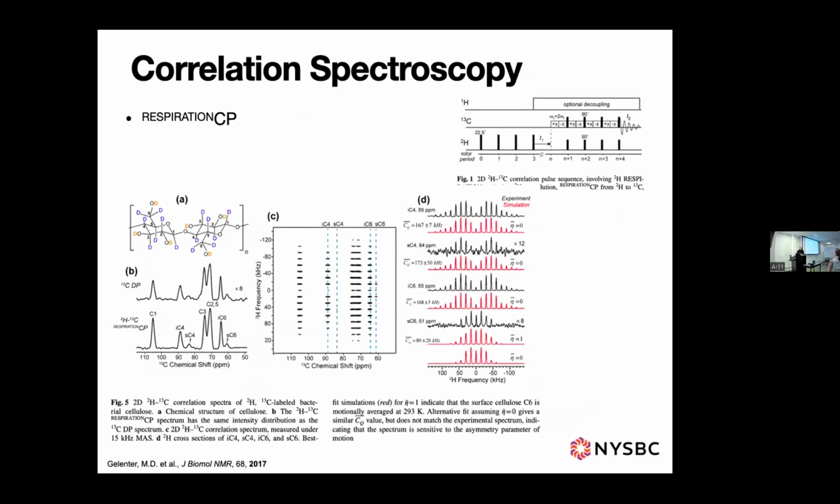You can do this in actual samples. This is out of the Mahon group. Marty Blinter did this with just bacterial cellulose labeled, where he ran 2D deuteron-carbon experiments and fit them to look at the different deuterium sites in that, and to look at water dynamics in the cellulose.